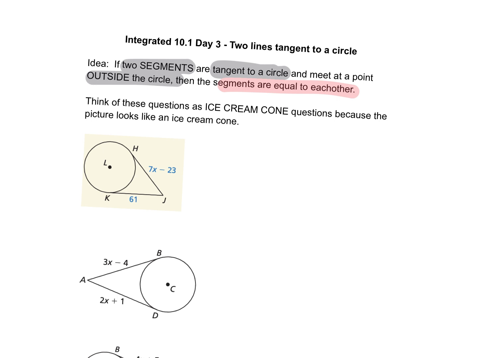So I always like to think of these as ice cream cone questions, because if you look at the pictures and the diagrams, they kind of look like an ice cream cone. So that's how I like to think of them to help me remember.